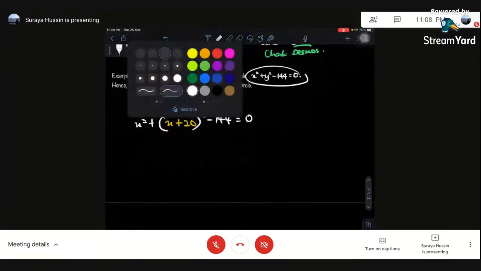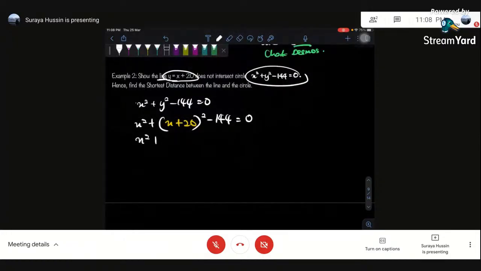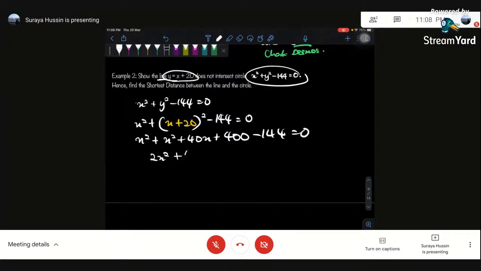Okay, macam biasa, masukkan line ke dalam circle. You expand dia, you akan dapat x squared plus 40x plus 400 minus 144 equals to 0. So you get 2x squared plus 40x plus 128 equals to 0. Okay, and you factorize it, bahagikan 2. You akan dapat, this should be x squared plus 20x plus 128 equals to 0.